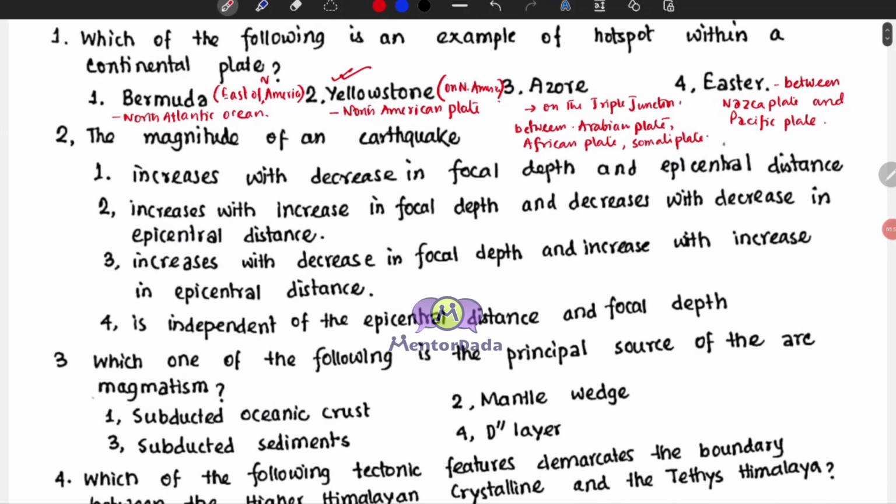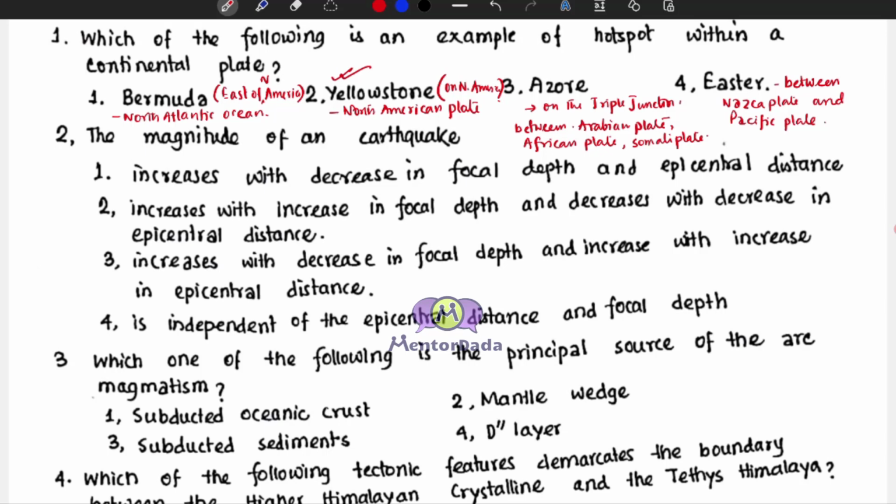Now come to the next question. The magnitude of an earthquake: option one, increases with decrease in focal depth or epicentral distance; option two, increases with increase in focal depth and decrease in epicentral distance; option three, increases with decrease in focal depth and increase in epicentral distance; option four, is independent of the epicentral distance and focal depth.